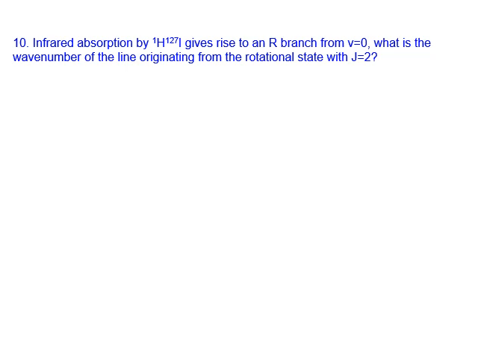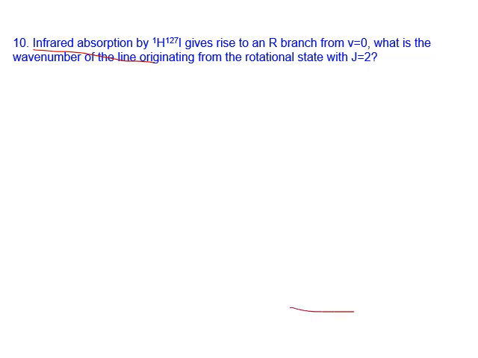Question number 10. Infrared absorption by hydrogen iodide gives rise to an R branch from V equals 0. What is the wavelength of the line originating from rotation state with J equals 2? So this is about infrared absorption. We know that when we do infrared, it's always accompanied by rotation, so you will see broad peaks. If we have high resolution, you will see the R branch and the P branch.